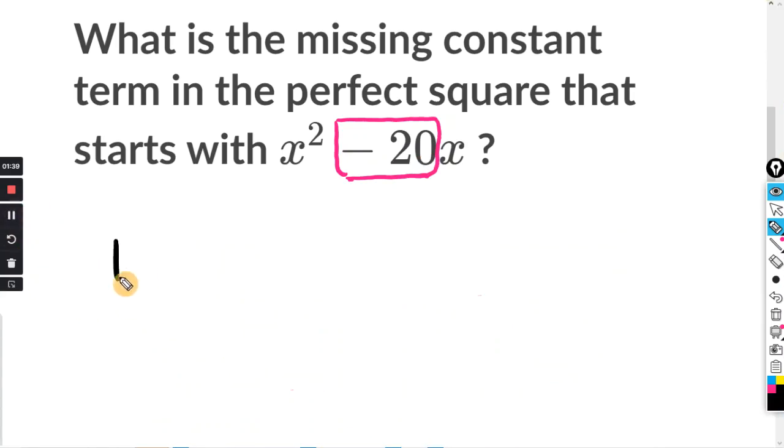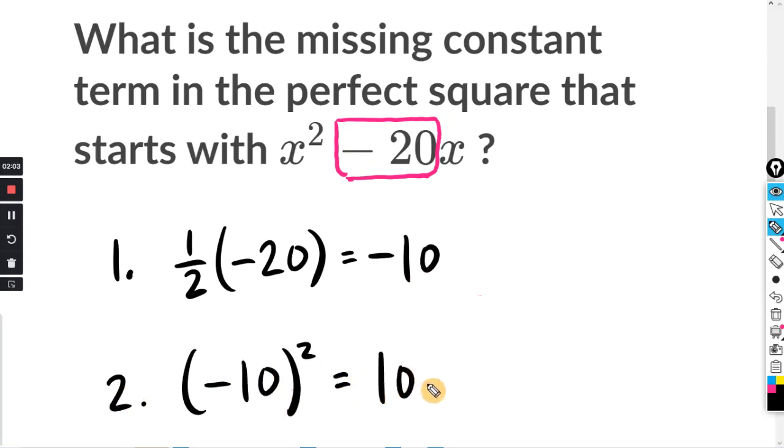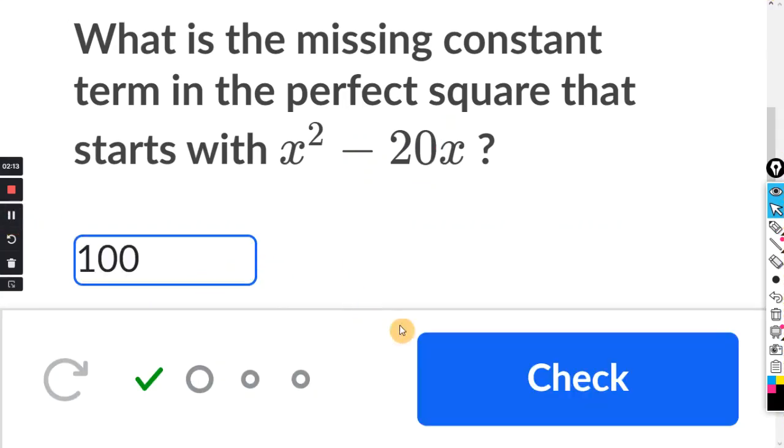All right, so step 1 is to take half of negative 20. So 1/2 times negative 20, and negative 20 divided by 2 is negative 10. Step 2 is to square it. Take the negative 10. All right, use parentheses and square it. Negative 10 times negative 10 is 100. Final answer. All right, write inside the box, 100.